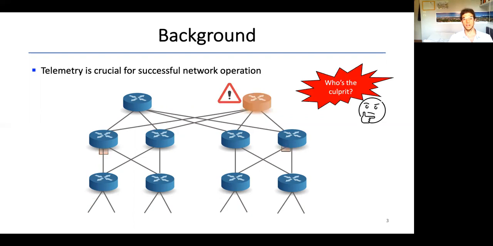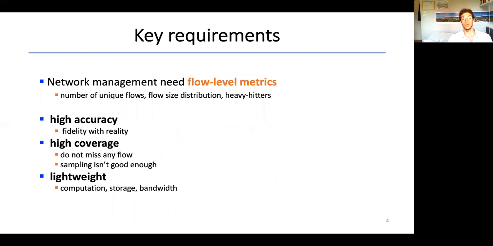For example, in a data center network, when a switch becomes overloaded, packets passing through that switch start experiencing increased delays or drops, degrading application performance. In this case, the operator would really like to find out which are the culprit flows in order to take proper countermeasures, such as rerouting. In order to do so, it is not enough to measure packet statistics, but we really need to monitor flow-level metrics. For example, the number of unique flows, the flow size distribution, or detect the heavy hitter flows.